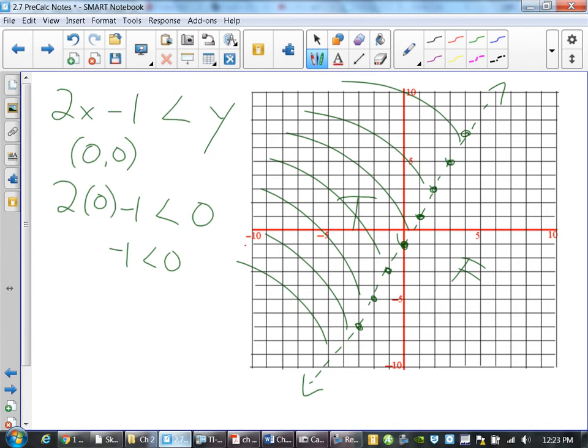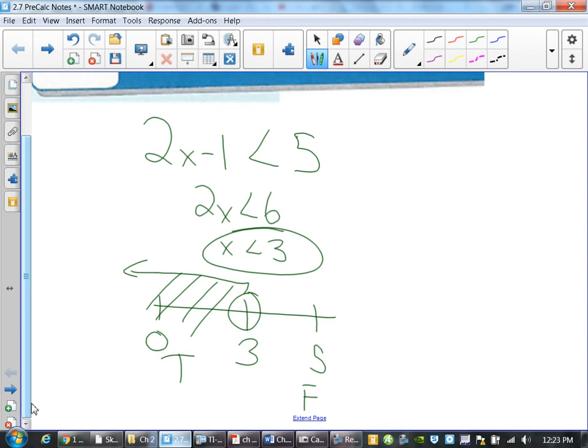What you did there is you split the graph. Any ordered pair that's in that shaded region would create a true value. Any ordered pair that's not in the shaded region would make a false statement. It goes back to the idea of that number line. Any number that's shaded, any number that I pick, 0: 2 times 0 minus 1, yep, negative 1 is smaller than 5. If I pick negative 10, 2 times negative 10, negative 20, minus 1, negative 21. That's still smaller than 5. Any number that I pick going to the left will always be a true statement.